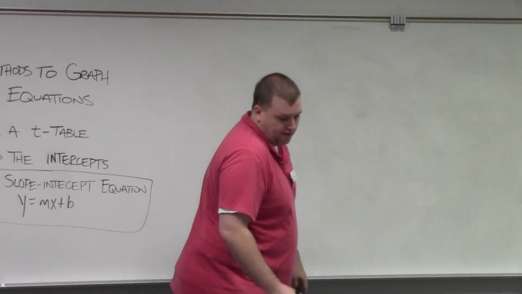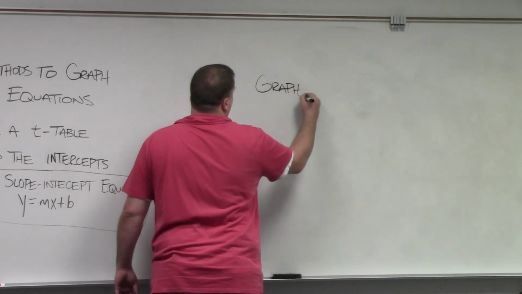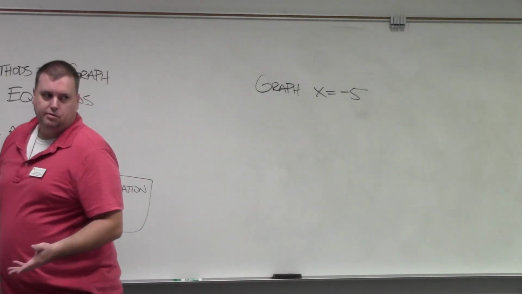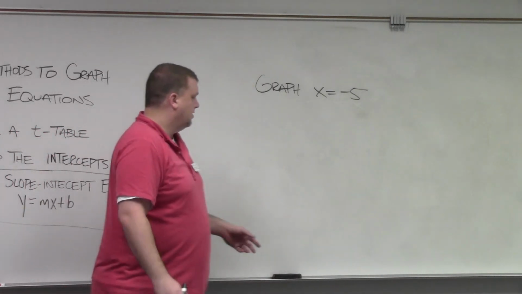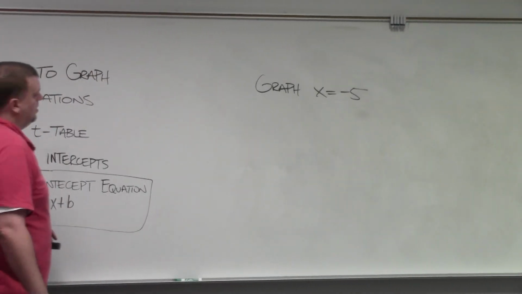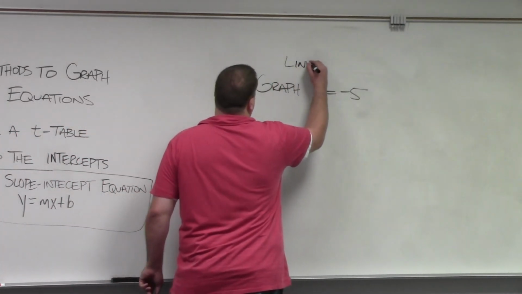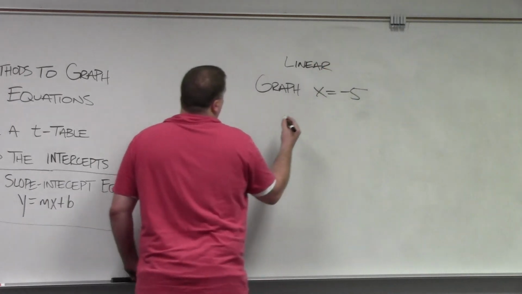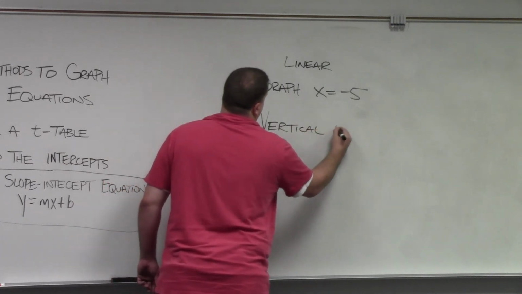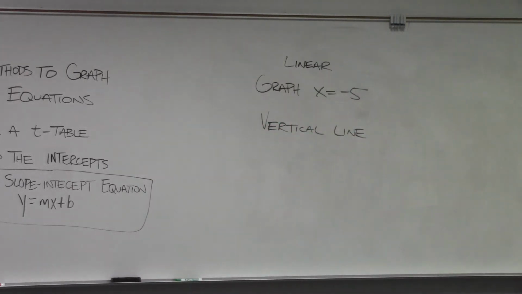So let's say it says graph x equals -5. Well, how is this one different from the rest of the equations we've been dealing with? There's no y, right? So it has to be different. It's a linear equation, so we have to come to the line. This is going to be a vertical line. And why would it be vertical? Because the y is undefined.